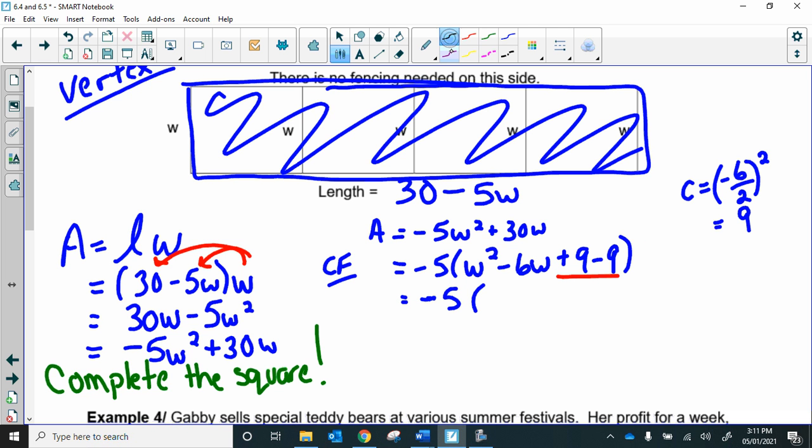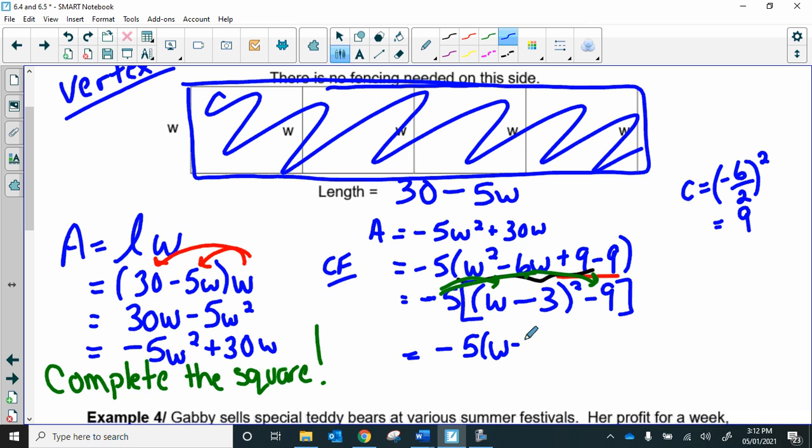For my next step, I'm actually going to factor this perfect square, first three terms. You're going to take the square root of the first one, the first sign that you see, the square root of the last one. We still have that negative 9 inside the bracket, so we have to make sure we multiply it by negative 5. So our next step here is to distribute the negative 5 to both terms inside. So I got a negative 5 out front. The negative 5 is multiplied by the negative 9 to get positive 45.